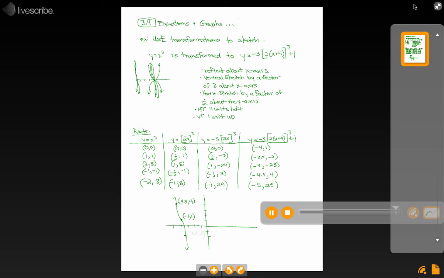If you're doing a graph for marks, it's a good idea to put some points labeled on it so anybody looking at it can see that you know what you're doing. And that would be a good final graph for this transformation.